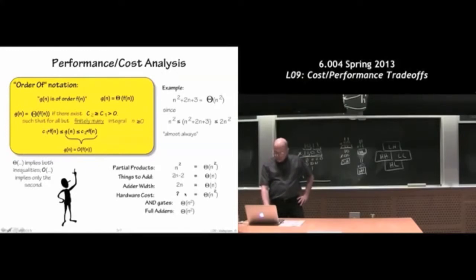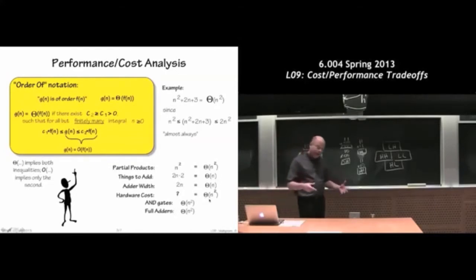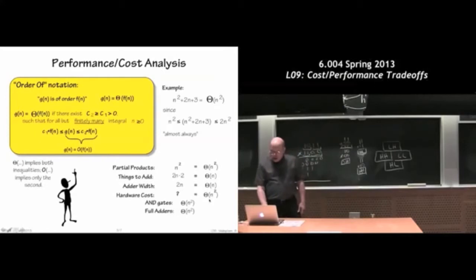But in general, what we want to say is, look, if I have an equation that involves an n squared term and some n terms and some constants, the hardware cost is on the order of n squared. In other words, as I double the size of my operands, I would expect, naively, to quadruple the amount of hardware that I need. Because 2 squared is 4. Everybody sort of happy with that?